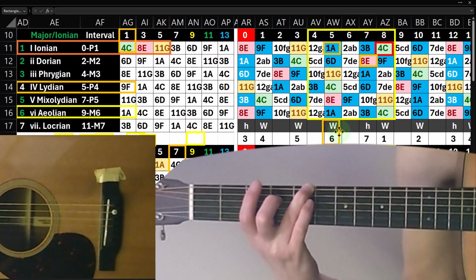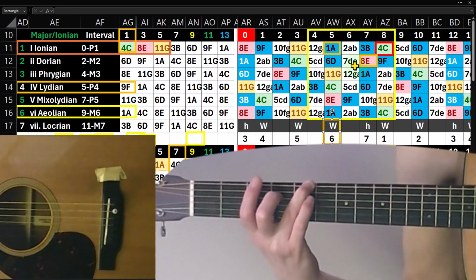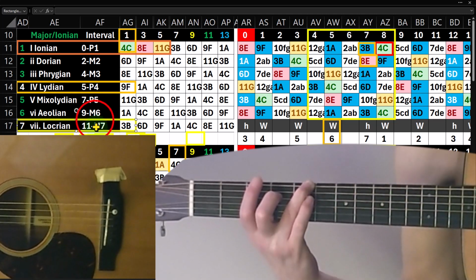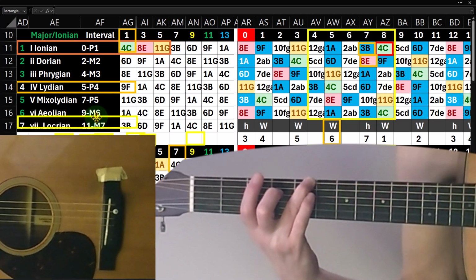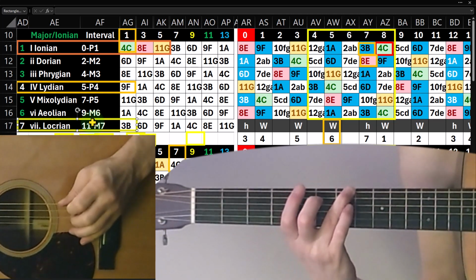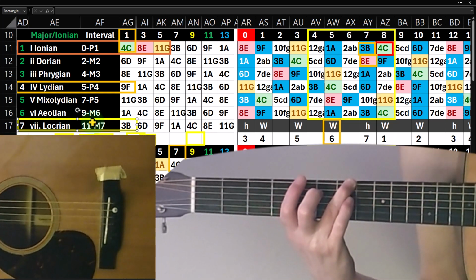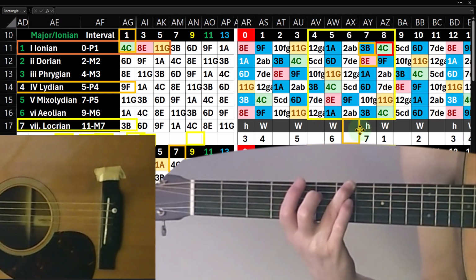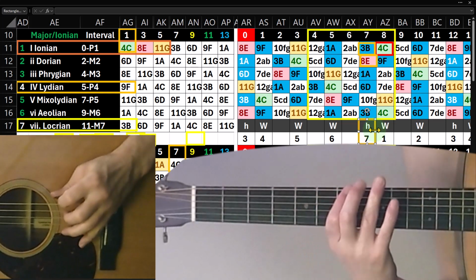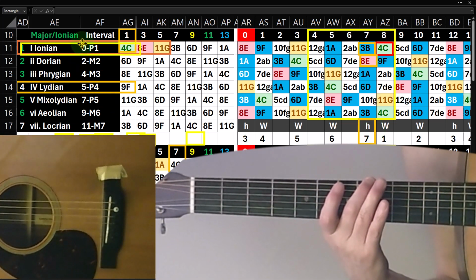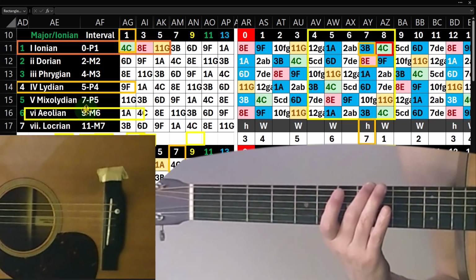And then from the 6 to the 7 is going to be a whole step. That's going to be the A, which is Aeolian, to the B, which is the Locrian. And then the 7 back home is going to be a half step. 7 to 1 or 8 is going to be a half step, which brings us around the circle back to the Ionian, or the major scale.